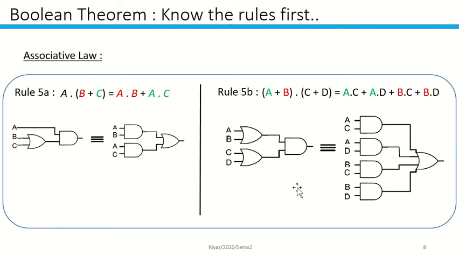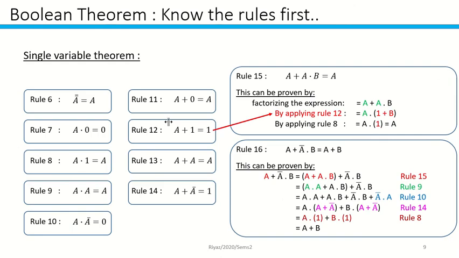So which requires more number of gates? For the single variable theorem, you have rule number 6, A double bar is equal to A. Rule number 7, A times 0 is 0. Rule number 8, A times 1 is A. Rule number 9, A times A is A. Rule number 10, A times A bar is equal to 0.